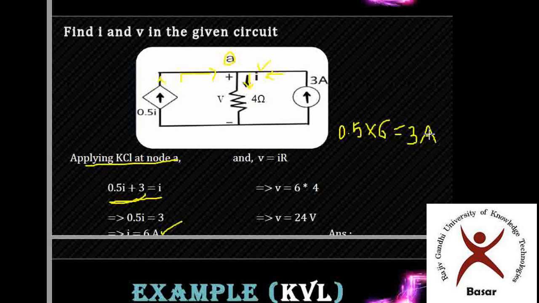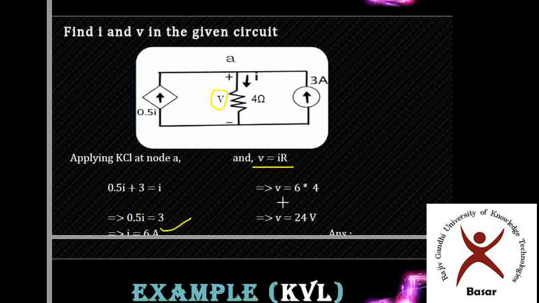That means 3 amps is entering from this side and 3 amps is entering from this side. The total current of 6 amps is leaving through this side. That is KCL: sum of currents entering equals sum of currents leaving. The question is to find V, the voltage across the resistor. By applying Ohm's law, V equals IR. The current through the resistor is 6 amps, and the resistance value is 4, so 6 times 4 is 24 volts. This is one example for KCL.